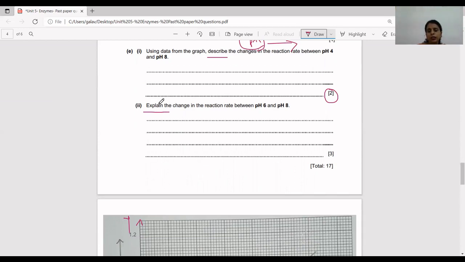For example, between pH 6 and pH 8, the graph shows a decrease in the rate of reaction. That is described. Now in an explain question, you have to explain the reason behind this decrease in rate of reaction between pH 6 and 8. The answer is that the rate of reaction decreases because pH 6 is the optimum pH of the enzyme, so the enzyme works best at pH 6. But as pH goes beyond the optimum, the enzyme gets denatured, or the shape of the active site changes and does not remain complementary to the shape of the substrate molecule. Hence, the substrate molecule will not be able to fit with the enzyme's active site, and no reaction will take place.